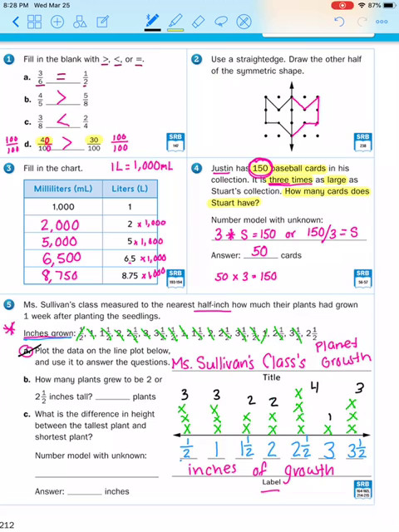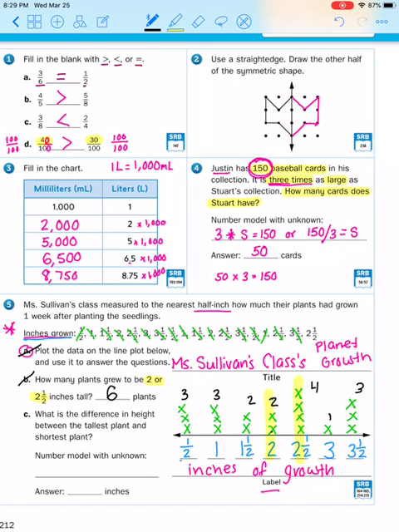Okay, so we just did A. Let's do B. How many plants grew to be 2 or 2 1/2 inches tall? 2 or 2 1/2. So we have to look at 2 and 2 1/2 columns. So I have 2 here, plus 4 is 6 plants grew to be either 2 or 2 1/2 inches. All right, so we just answered B.